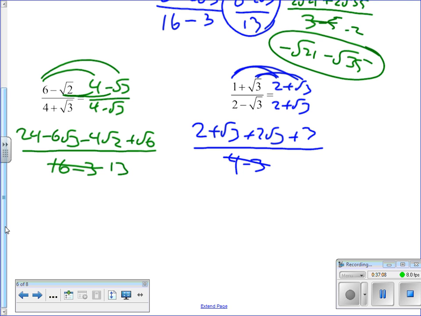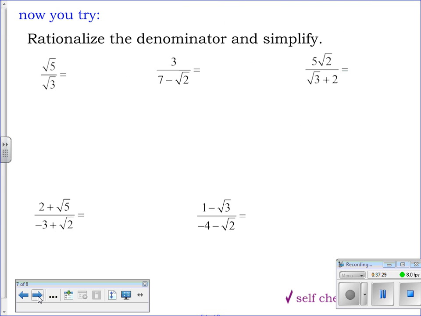Combine like terms in the numerator. 5. And then root 3 plus 2 root 3 gives me 3 root 3s. See, it looked nasty, didn't it? But it came out all nice and pretty. Ish. Okay, questions? Okay, your turn. Do those. And then you get to take a quiz.